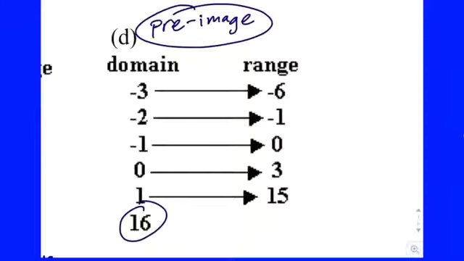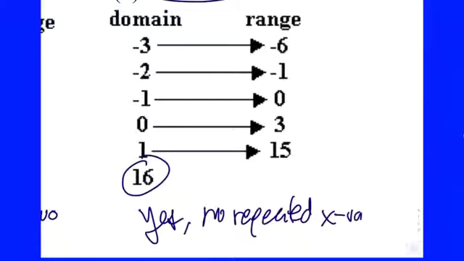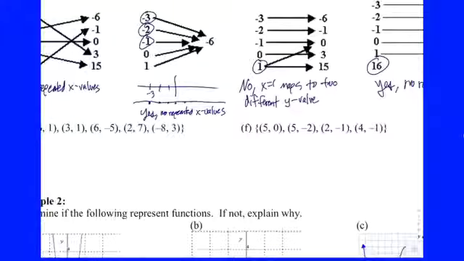Is that okay? Can an x value not go anywhere? Absolutely. The only rule is if it does go somewhere, it only goes to one thing. So this would still be a function. Yes. Okay. I'll just say no repeated x values. So that's pretty easy, right? We're looking for repeated x values only, not y values. So go ahead and do E and F on your own.